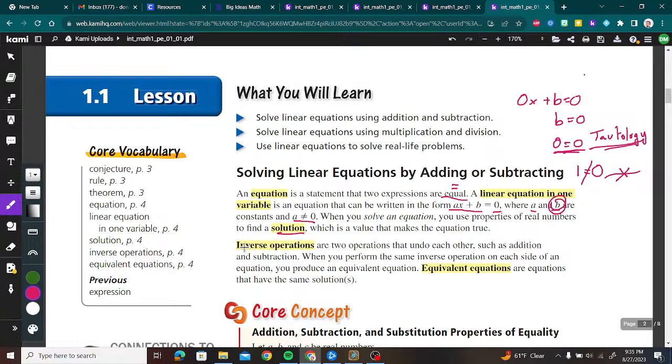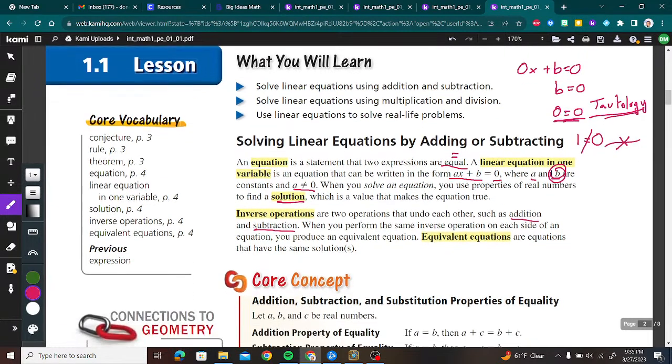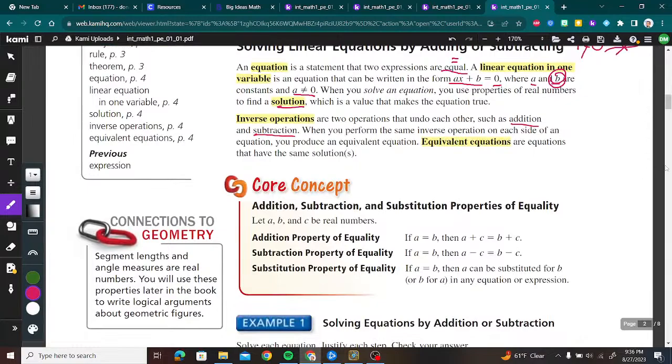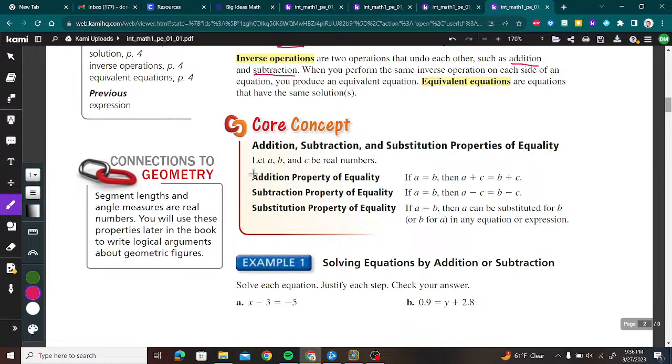Play around with math. Inverse operations are two operations that undo each other, such as addition and subtraction. When you perform the same inverse operation on each side of the equation, you produce an equivalent equation. Equivalent equations are equations that have the same solution. I'll try to talk about this as we do problems. It's one of those things that gets lost. Since this is your second go through on equations, it should stick a little bit better.